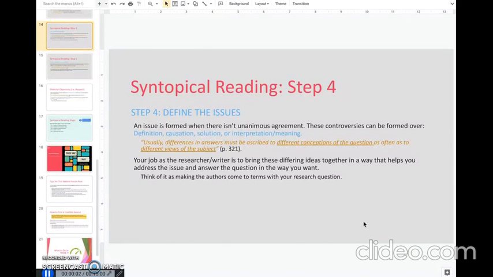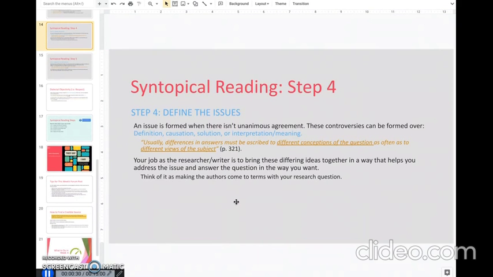The fourth step of syntopical reading is to define the issue. It's important to realize that anytime you write a research paper, you're writing over something that's not settled, meaning there's not unanimous agreement over the answer. And oftentimes, the controversy around this issue can be for one of four reasons. Could be over the definition of something, over the causation, solution, or the interpretation or meaning.